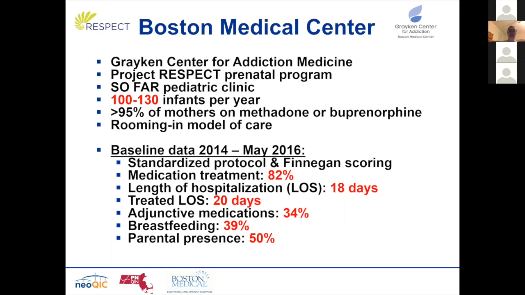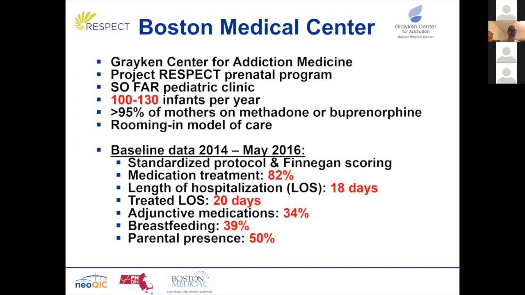And so before we started our initiative, we were using the Finnegan score. We were treating about 82% of our babies with medication, with an average length of stay of 18 days, which is about the national average. We were using phenobarbital about a third of the time. Only about 39% of our moms breastfed, and as mentioned, about 50% of our moms were staying after the baby was transferred to pediatrics.